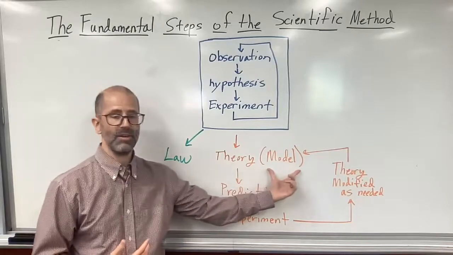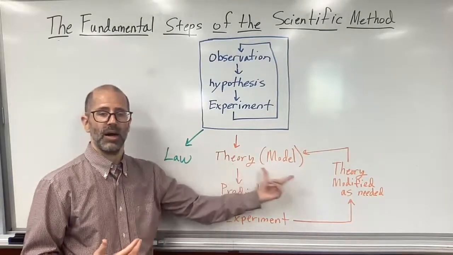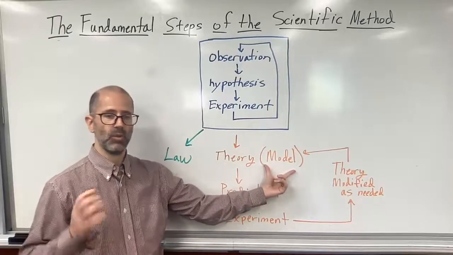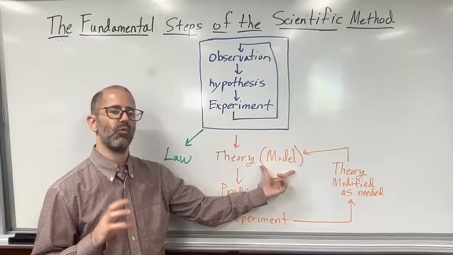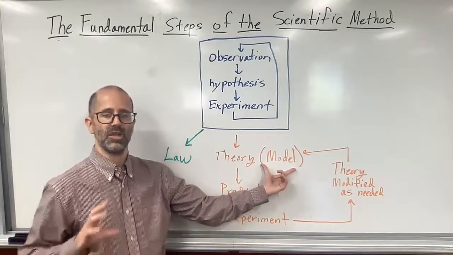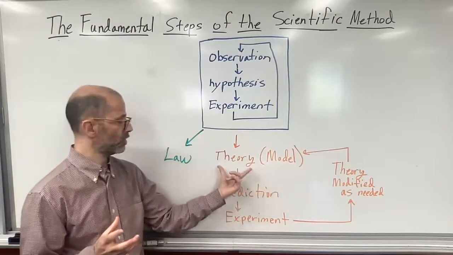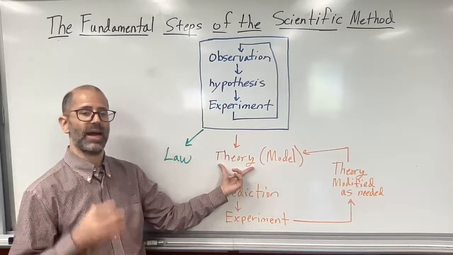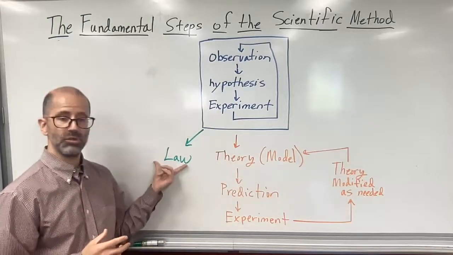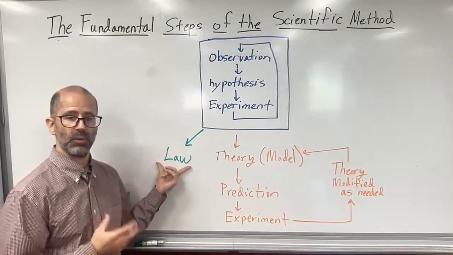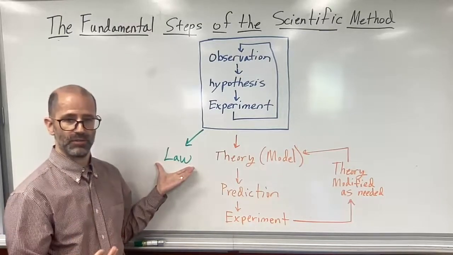And so we have a certain model. So model and theory go together. A model is kind of a pictorial, it doesn't have to be a pictorial, but it's a representation of what we think is going on. So we come up with a model of the atom in order to explain what we observe regarding, for example, the law of conservation of mass.